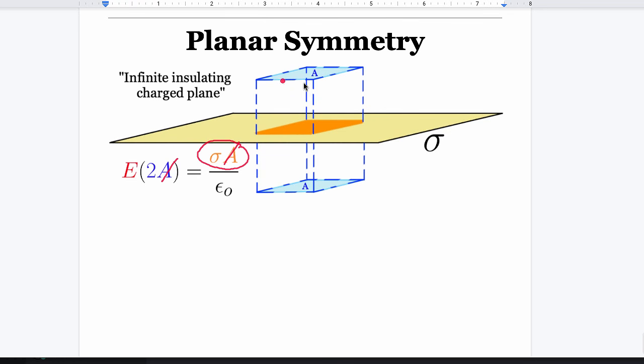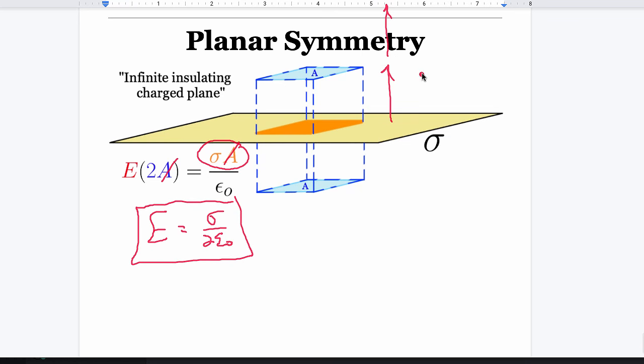Write it as pi r squared if you make this a circle, write it as height times width. It doesn't really matter. That just cancels out. You get E would be sigma over 2 epsilon naught. This is the freakiest result of all Gauss's law because it says that the electric field outside of this surface doesn't vary with distance. Get as far away from this infinite plane as you want, and the electric field is constant, uniform up here. It doesn't die off at all.